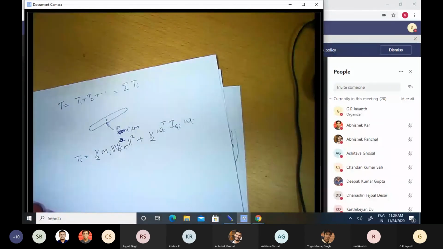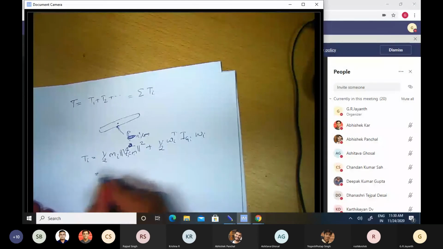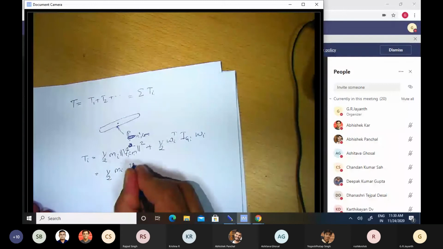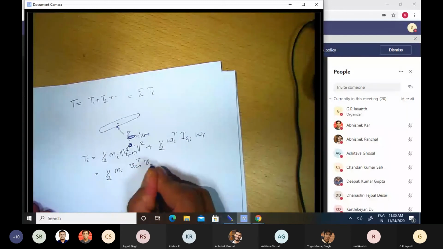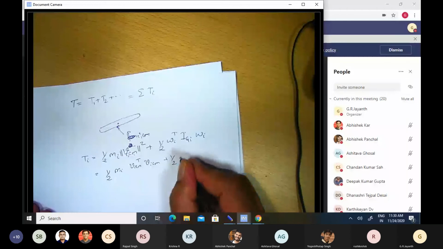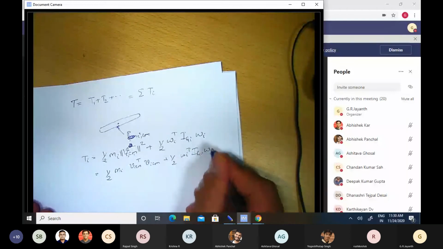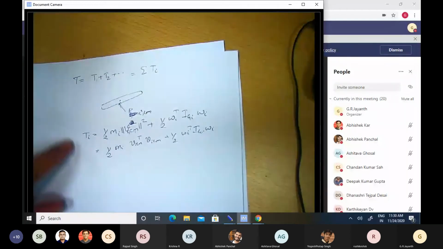So this is the expression, and I shall simplify this one step. This is half of m_i times V_i,CM transpose V_i,CM plus half omega_i transpose I_gi omega_i. This is the kinetic energy for a single rigid body, a general ith rigid body in this kinematic chain. Now we will have n minus 1 other such expressions, so totally n expressions.